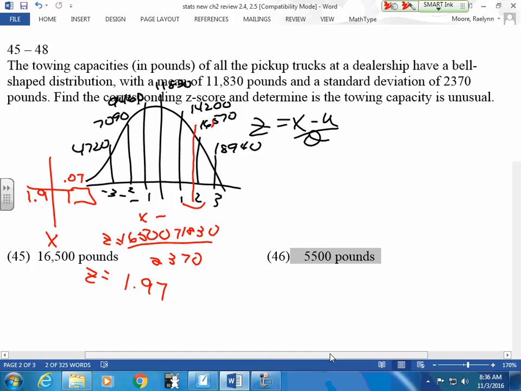It should be a good chunk of an area, shouldn't it? Because it's well above the halfway mark. It's almost to 2. That's a lot of my curve. So can we do that?